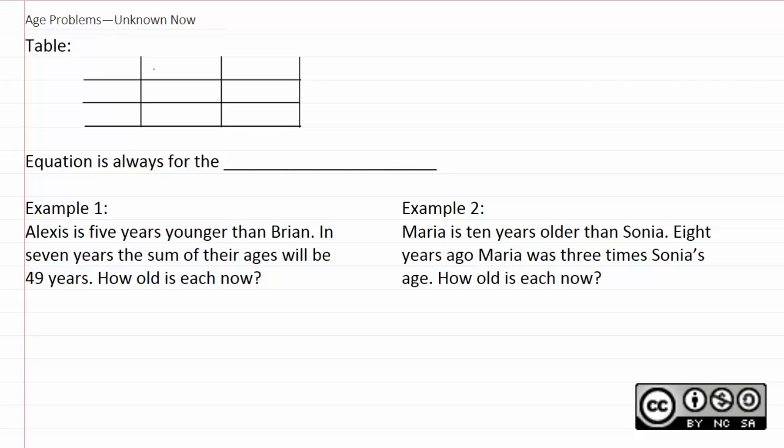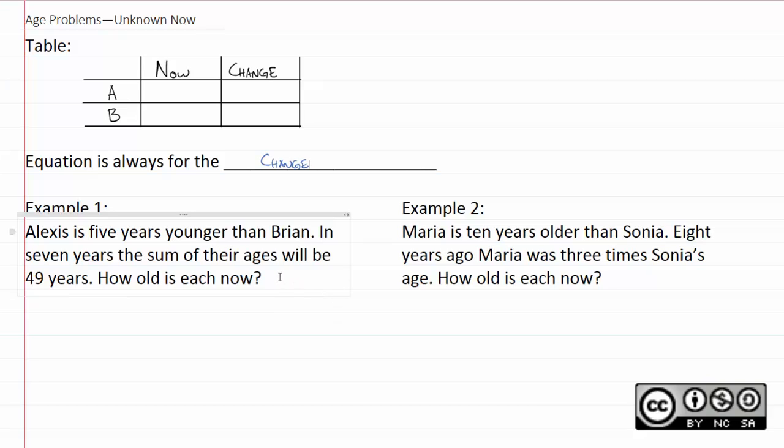You're always going to have two time periods, whatever the present time is, and some change. We'll either move into the past or the future. And then we'll usually have two people we're talking about, A and B, and then we're going to fill the table with expressions for their ages. And then we're going to make an equation, and the equation will always come from the change. It'll always come from the other time period that isn't now. You'll see what I'm talking about as we build these.